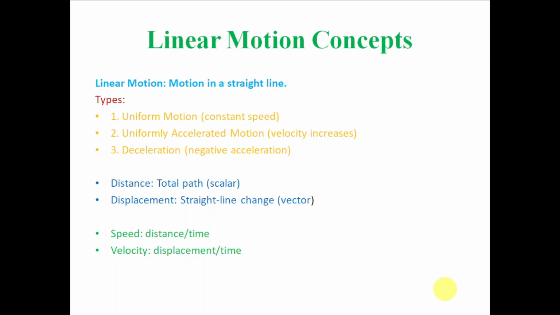The other thing you have to understand is distance. Distance is the total path. It is scalar, and is the total path that's moved by a car or something like that. Whereas displacement is a straight line or changing vector. So displacement is a straight line or changing distance. That's the changing distance, not the total distance.